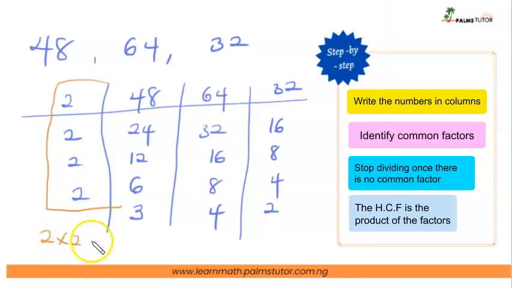2 times 2 times 2 times 2. 2 times 2 is 4, 4 times 2 is 8, and 8 times 2 is what? 16. If you follow the other method, writing out all the factors, you'll see that your common factor is 16. But like I said, this can come pretty handy when sometimes your step is just 1, and then you are done with the HCF, okay? As long as there is no common factor to all the numbers, then you stop. Find the product of your factors, and then you have your HCF.